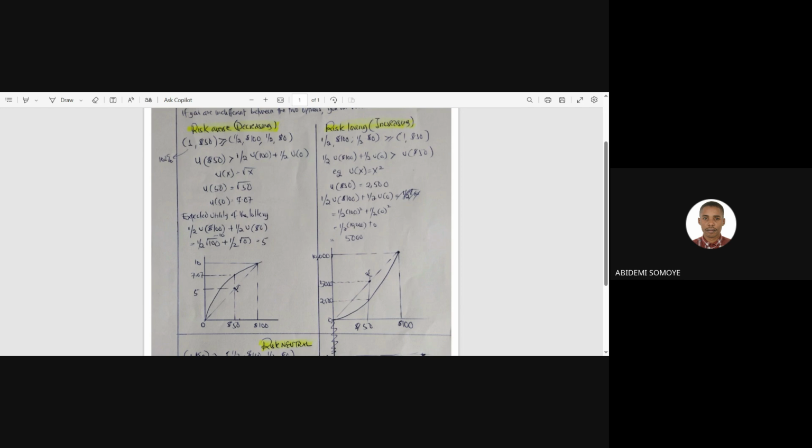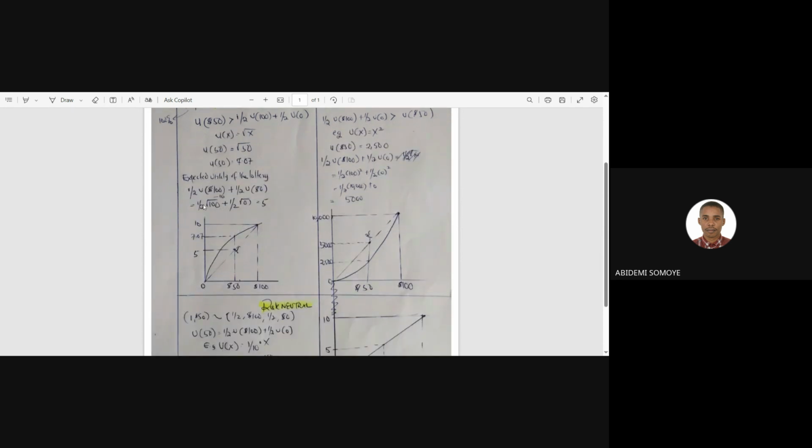Now let's go for the other side. What if you decide to play the lottery? Here you see half utility of 100 plus half utility of 0. Remember the equation, utility of x equals square root of x, right? So you take the square root of 100 and the square root of 0. But what is the square root of 0? What will it give you? It's 0, so that side cancels out.